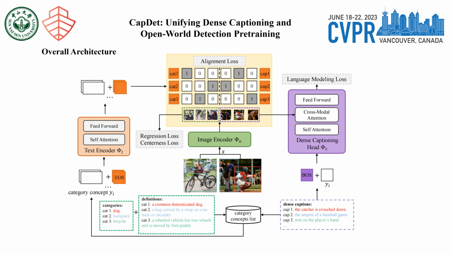The regression loss and centeredness loss are introduced to regress the locations. The text encoder takes the class concepts as input to generate the embeddings from the EOS token. Then we treat the detection task as a matching task and adopt an alignment loss for the class embeddings and region embeddings. In dense captioning, an additional dense captioning head is proposed to take the region embeddings as input and generate the textual captions for corresponding regions with natural language.